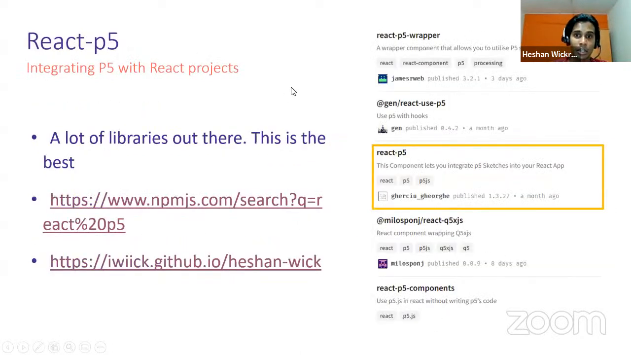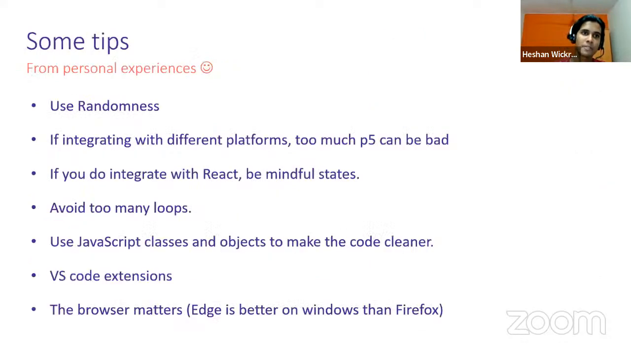Now, one thing to keep in mind is the states. As I said earlier, don't use states and use effects inside the P5 if you're integrating it with React. And just as some tips from personal experience, use randomness as much as you can when you create art, since that's one of the key reasons for using approaches like creative coding, because you can't have that much variation and randomness when it comes to traditional art.